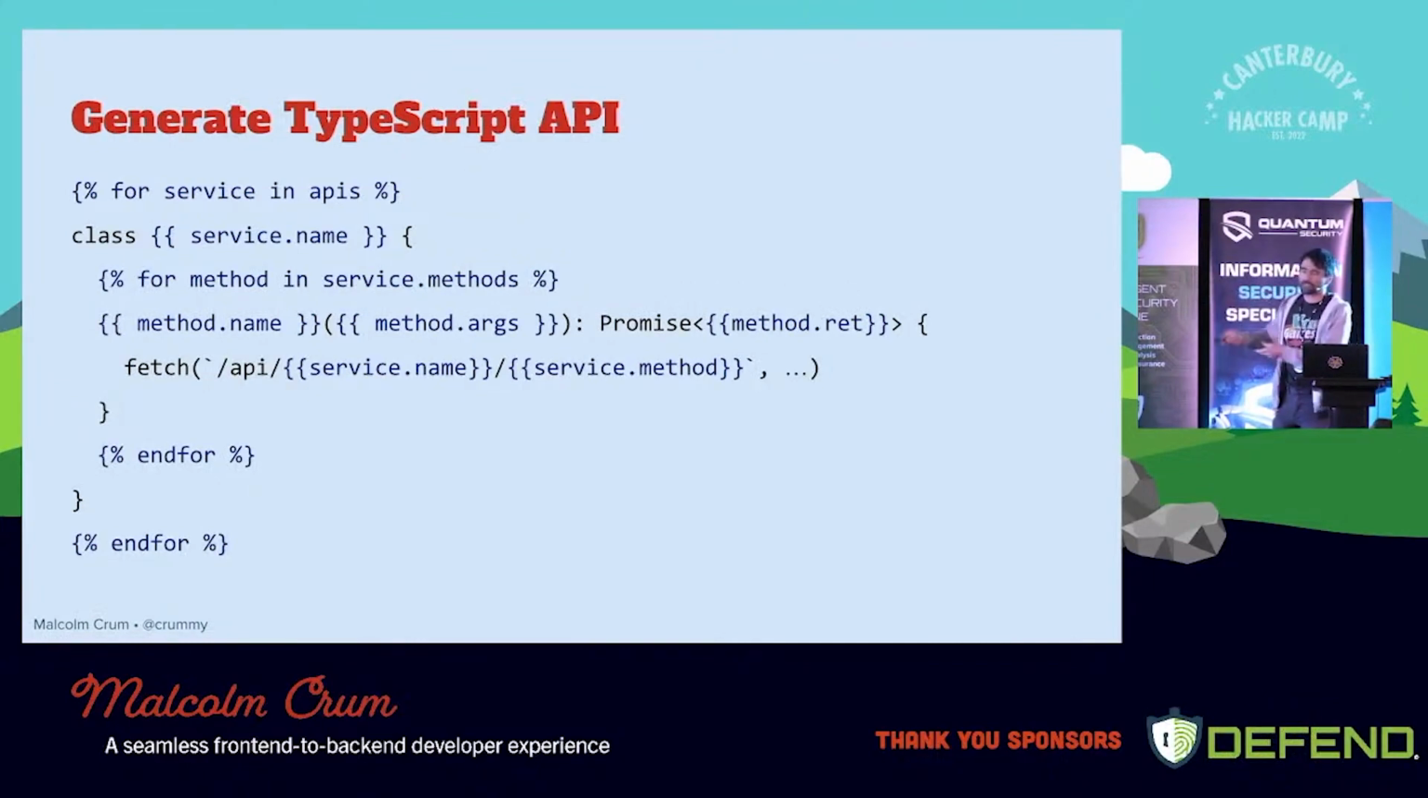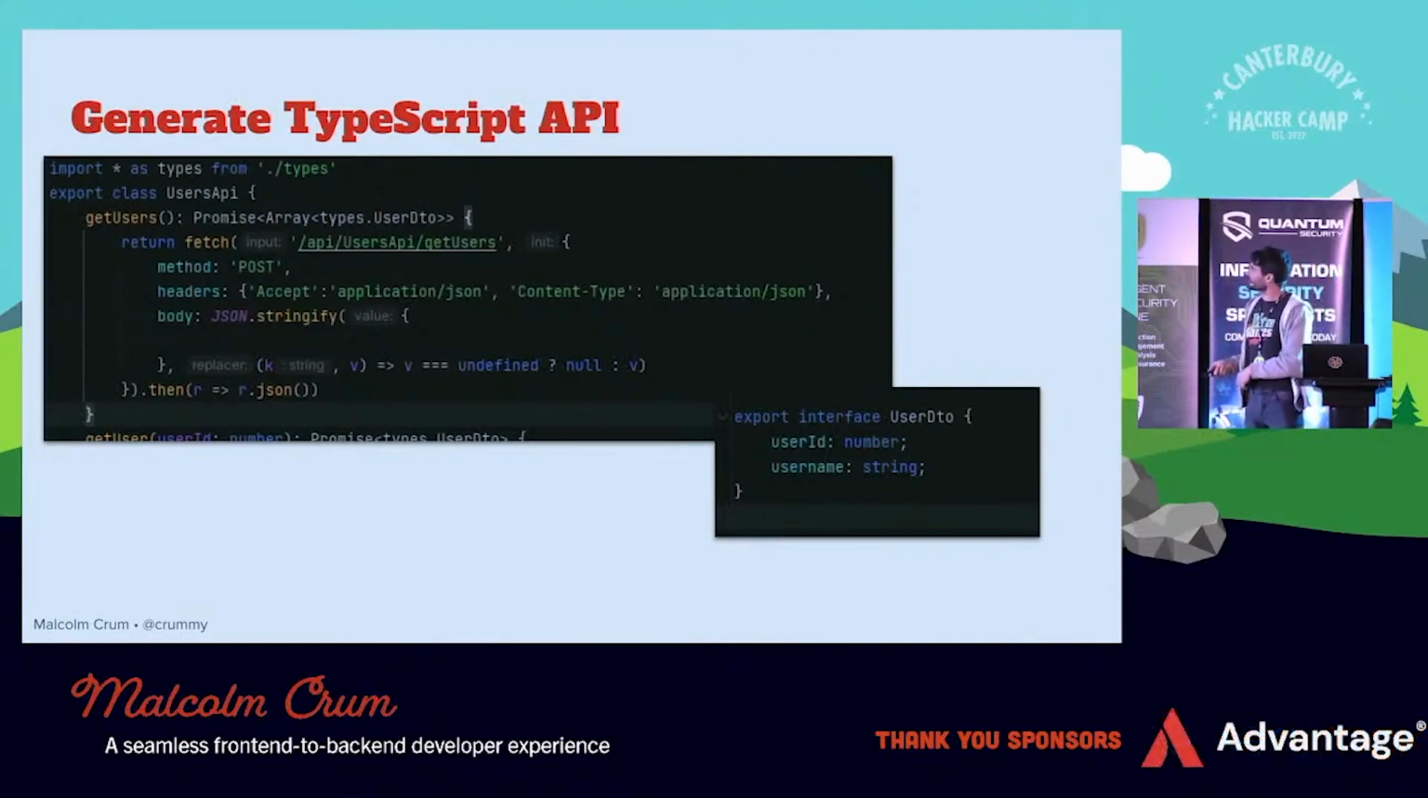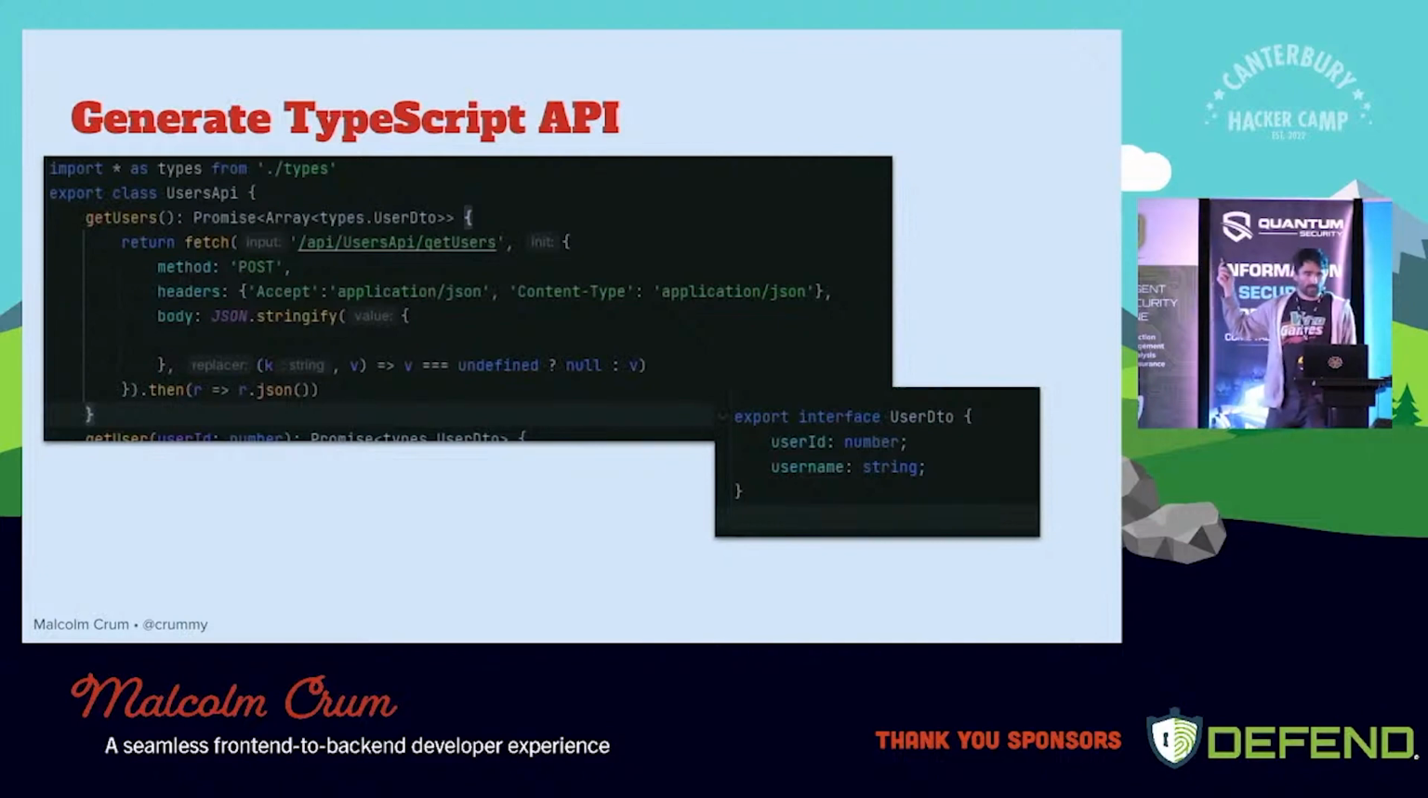Ours looks something like this. We use some string templating, not particularly nice to read, but the end result is something like this. This is the generated client that you wouldn't be writing, but you'd be consuming. And the types look relatively plain. If you look at that fetch call there, that's hitting an endpoint on our backend.